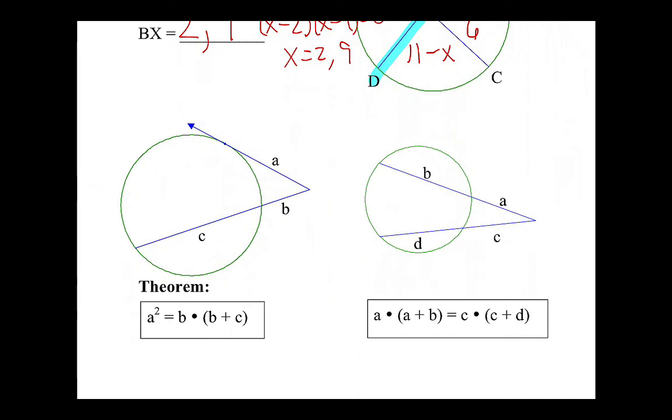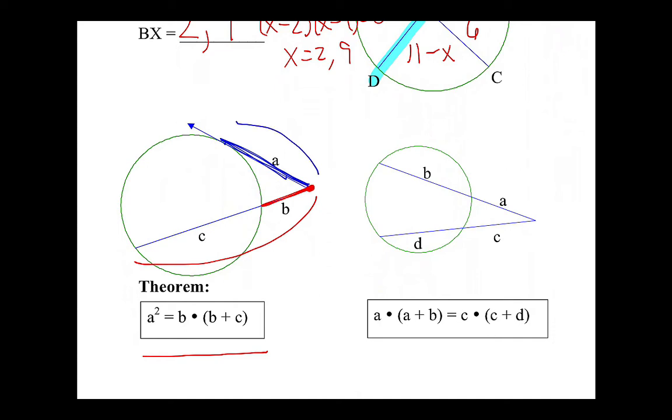And then for the sake of time, I'm going to give you these last two theorems, very simple to use, and I'll give you a couple examples. If you read the theorem, it may not make sense at first, but it pretty much works like this. It says a squared equals b times b plus c. We're basically saying this. If you draw a segment from an outside point, you should always multiply the outside segment times the whole segment, and that will equal the other segment from the outside segment multiplied by the whole thing.